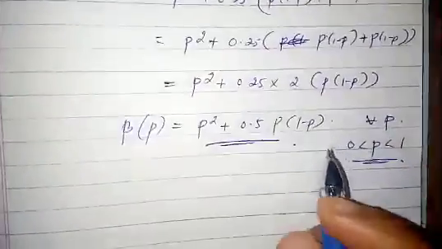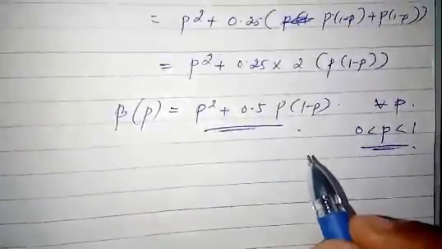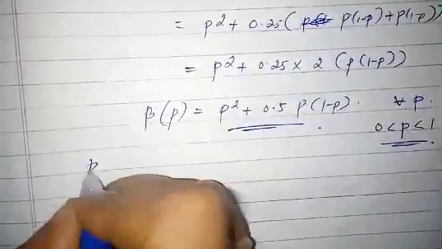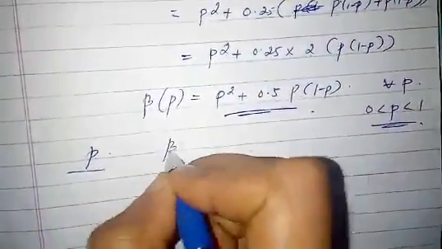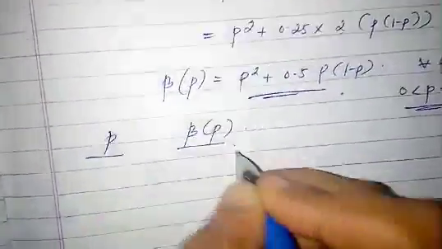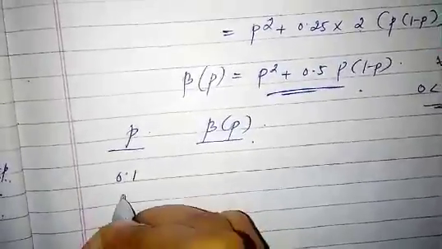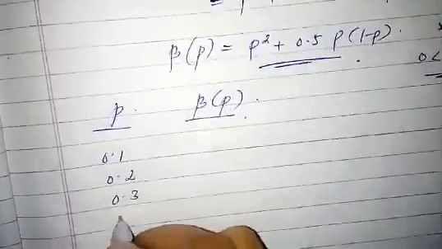So you have to find out the power function of the test for various values of p here. You can take some values here: 0.1, 0.2, 0.3, 0.4.